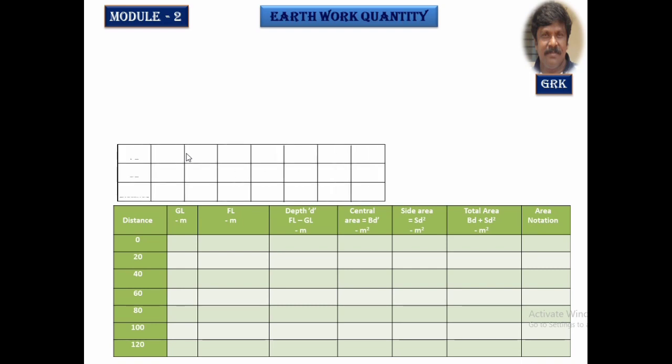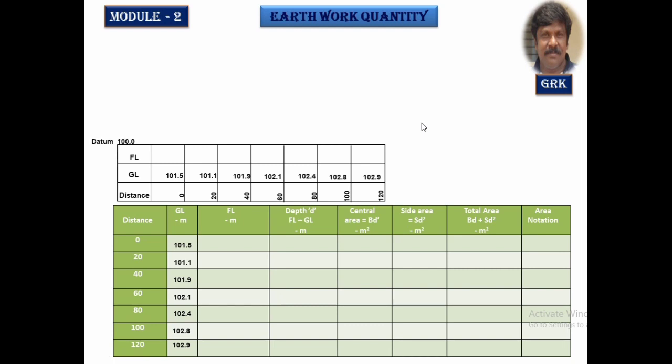I got the distance, ground level and formation level rows. I'll enter the values of the distances in the distance row columns, 0 to 120 meters, and enter all the given data of the ground level. Also enter it here at the top in the drawing part. Without drawing this, you can calculate this. Absolutely, there is no problem. Only to understand the concept, I am just going with this.